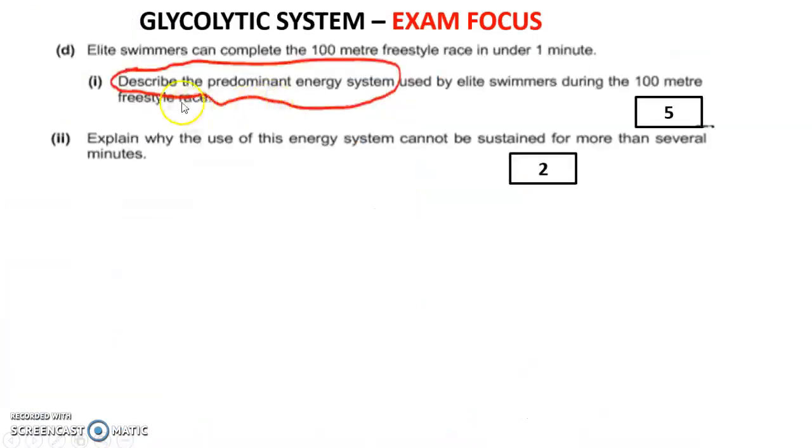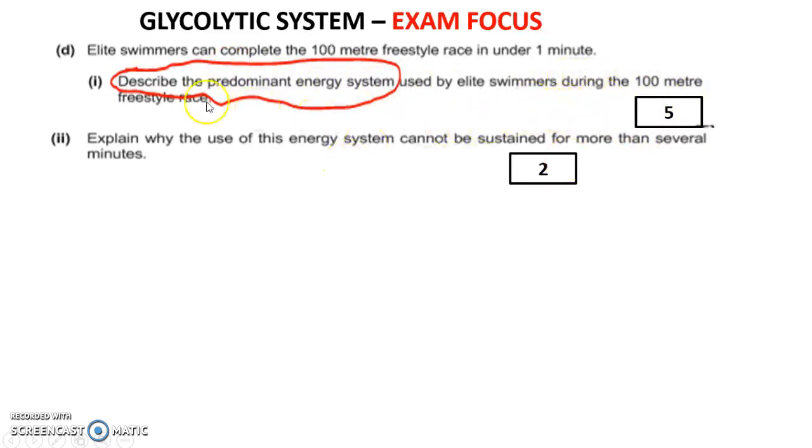So let's have a look at what I mean by that. This question came up. It's a specimen. It's a really good question actually, and it caused problems. Looking at elite swimmers who could complete 100-meter freestyle under 1 minute, this asks you to describe the predominant energy system used by elite swimmers during 100 meters. This is a 5-mark question: the predominant energy system. Identify it, put it into context, and explain how it gets the energy.